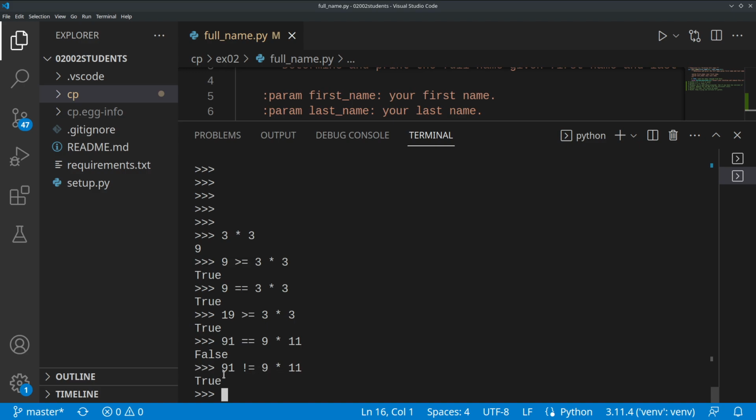So in this case, it's going to be evaluated to true because it is indeed true that 91 is not equal to 9 times 11, which is the same as asking this. That's of course true. And then we can also conclude that this must be false, because something cannot be different from something and equal to it at the same time.